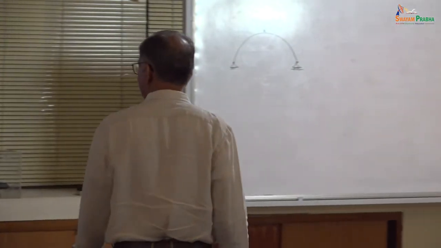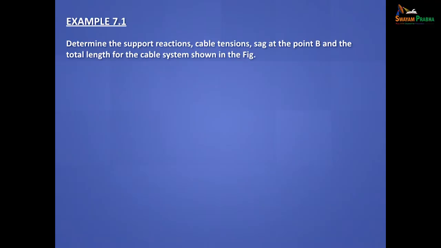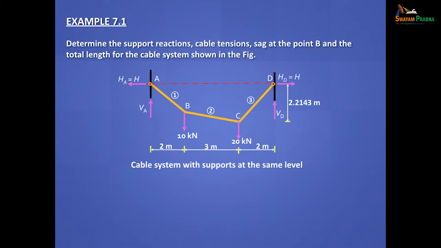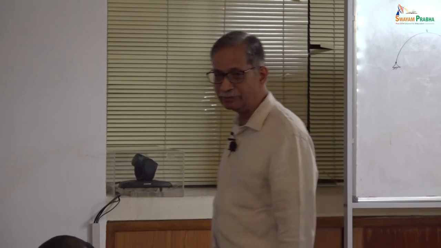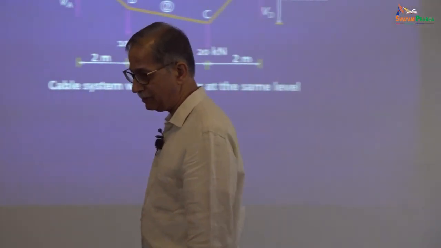Let's do a simple problem to understand. Here's a problem: a cable with two concentrated loads with the supports at the same level, and you're given the sag at C. This is A, this is B, C, D, and you're given these horizontal locations. The question is, find the support reactions, find the cable tensions N1, N2, N3, and also find the sag at B, YB, and also get the total length of the cable. The cable is inextensible, so this is something all of us can do.